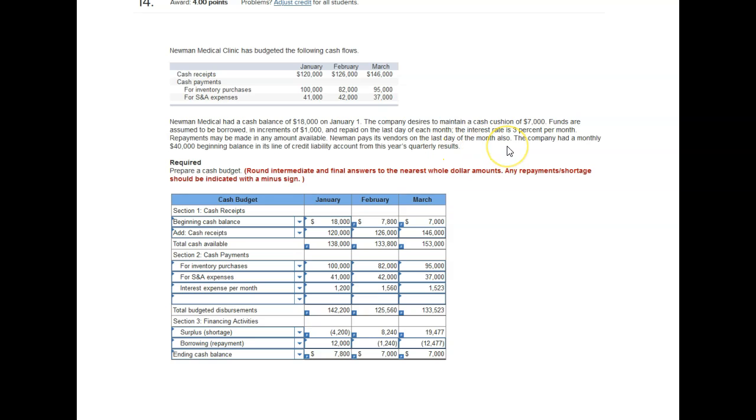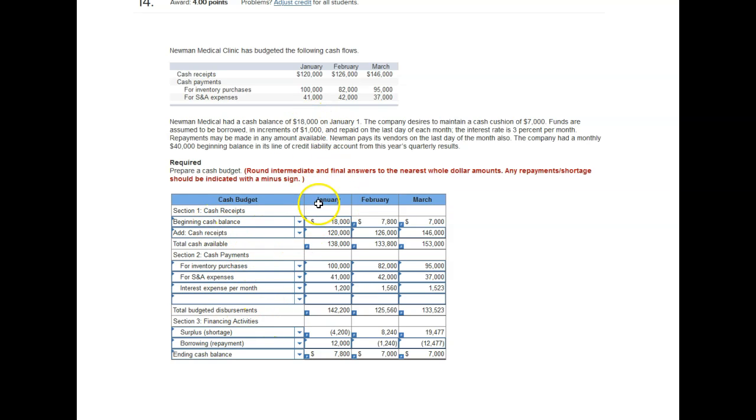They pay vendors last day of the month, and the company had a $40,000 beginning balance in its line of credit liability. What this means is going into January, they already have borrowed $40,000 to keep their cash balance high enough. So we're going to see if in here someplace we can start paying that down. We might see, do we have to even borrow more money for a short time? So we're starting January with $40,000 in debt already. Here are the expected cash receipts, cash payments, beginning cash balance. So let's start putting this together.